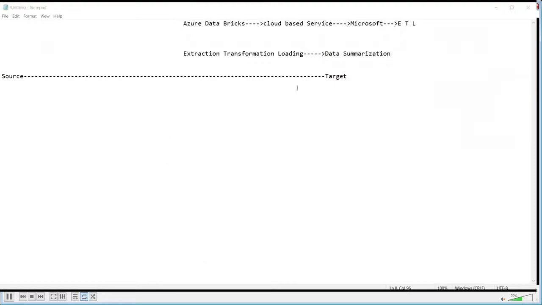Okay, guys, what is the source of income? The place from where we get the money is called a source of income. In the same way, the place from where you get the data is called the source of data. Source is nothing but actualities, guys.